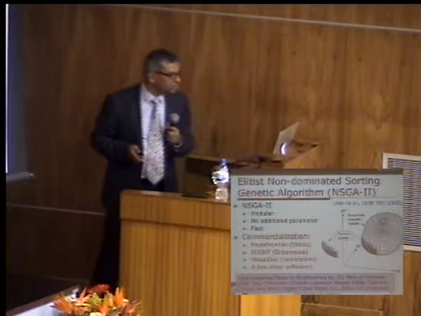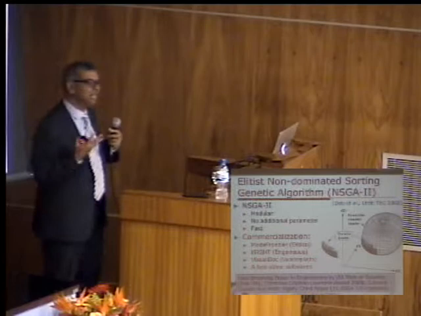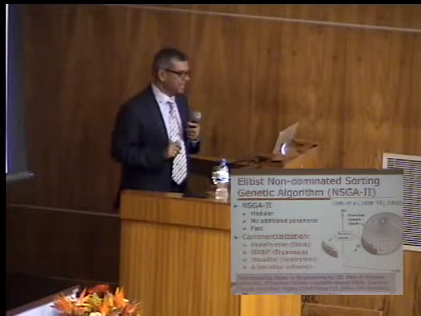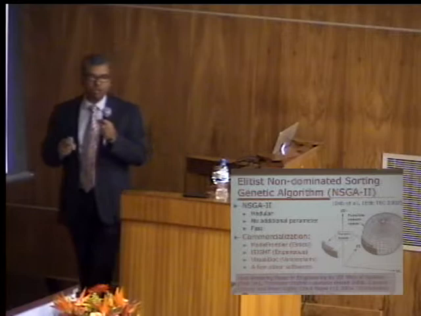So what is NSGA 2? It's very modular. There is no extra parameter for doing multi-objective optimization. Of course, you have population size, crossover probability. Those are the standard GA or EA parameters. And it's fast. A lot of commercial software comes in. At least the first one, the modeFRONTIER from ESTECO, and the Red Cedar one that I'm going to show you later, they are really surviving on NSGA 2.